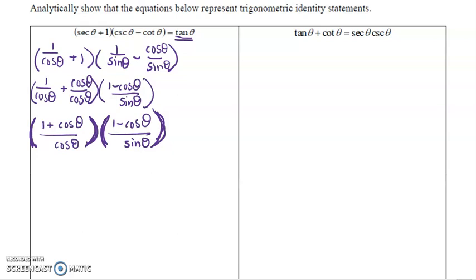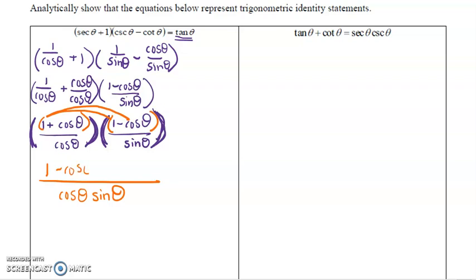So we're going to have to multiply the tops together and the bottoms together. I can easily multiply the bottoms together. That's cosine times sine. But to multiply the tops together, I'm going to have to go through some type of FOIL or distribution process because I have two terms times another two terms. So I'll do 1 times 1, 1 times negative cosine, cosine times 1, and then cosine times negative cosine. That would be a negative cosine squared. So that gets rid of the multiplication.